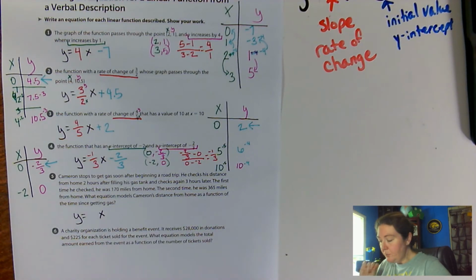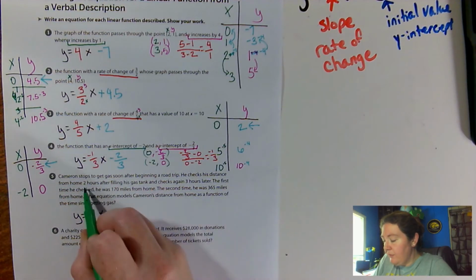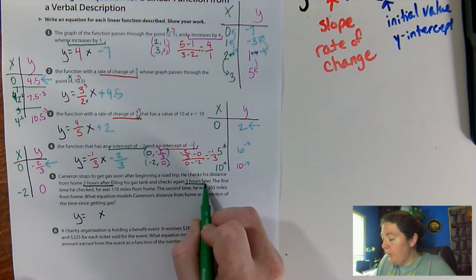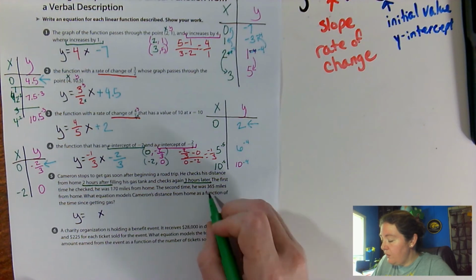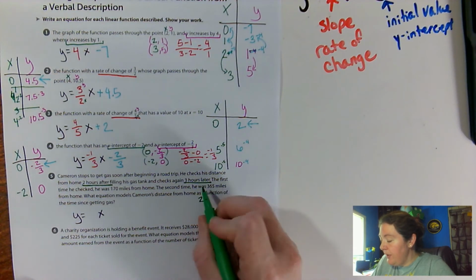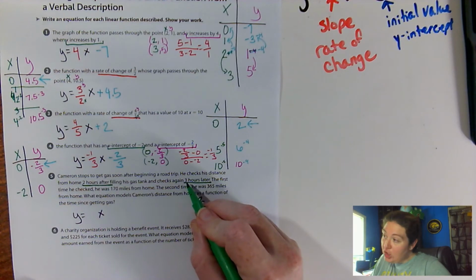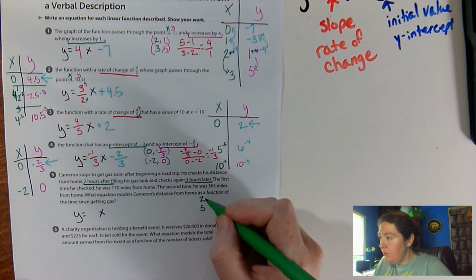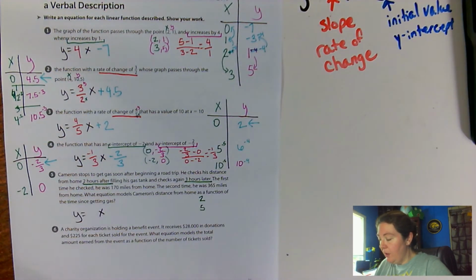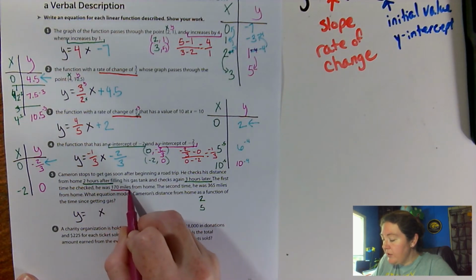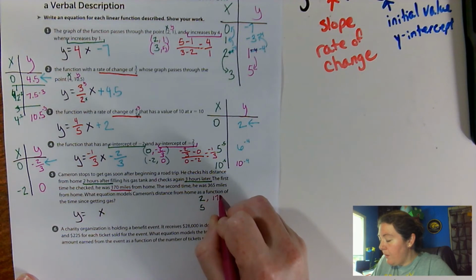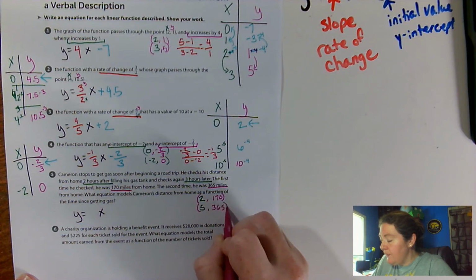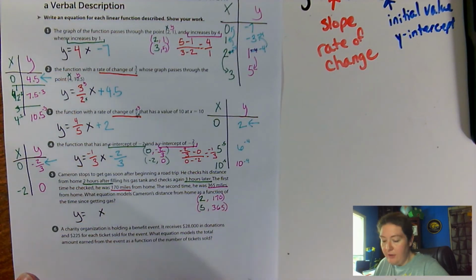So, it's given me a couple of things. The first time he checked was 2 hours after filling his tank, and he checks again 3 hours later. This is going to be one of my x values, and then 3 hours later, so that's 2 plus 3, which is 5. So those are my 2 x values that I already know. The first time he checked was 170 miles, so that's one of my y values. The second time was 365 miles. That's my other y value.